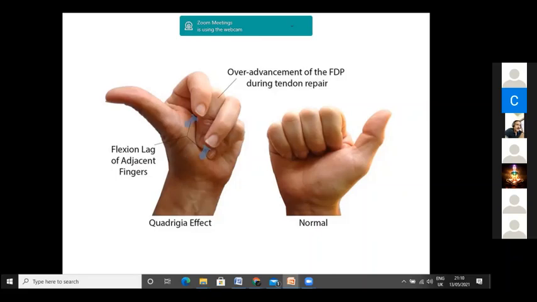Hope you understand. So if you shorten the tendon, sometimes because of making a tunnel, sometimes because of chronic retraction, and you attach the tendon a bit short, when you try to flex, only one finger will touch, and the rest of the fingers will have a lag, because the entire tendon works in synchrony. This effect is known as the quadriga effect.